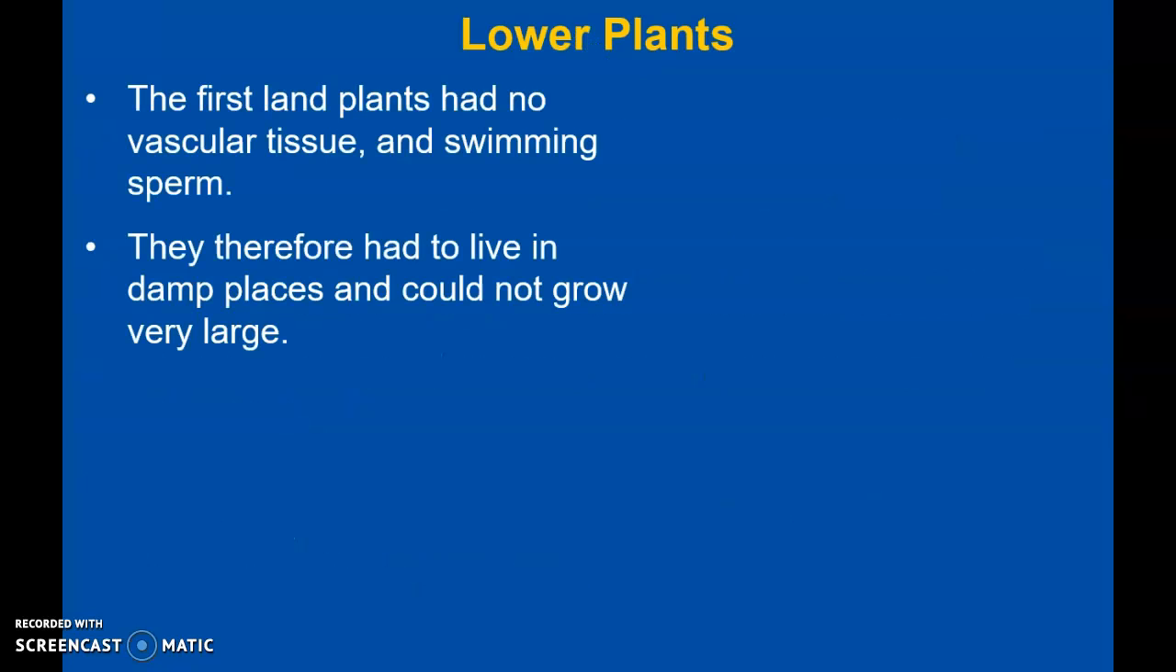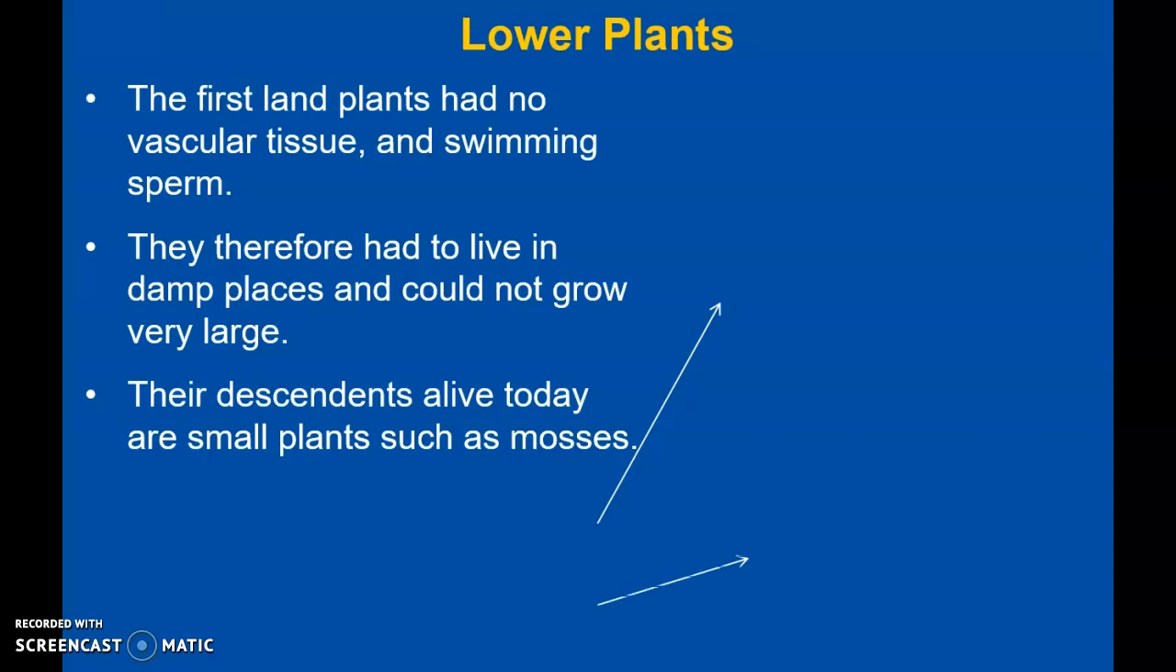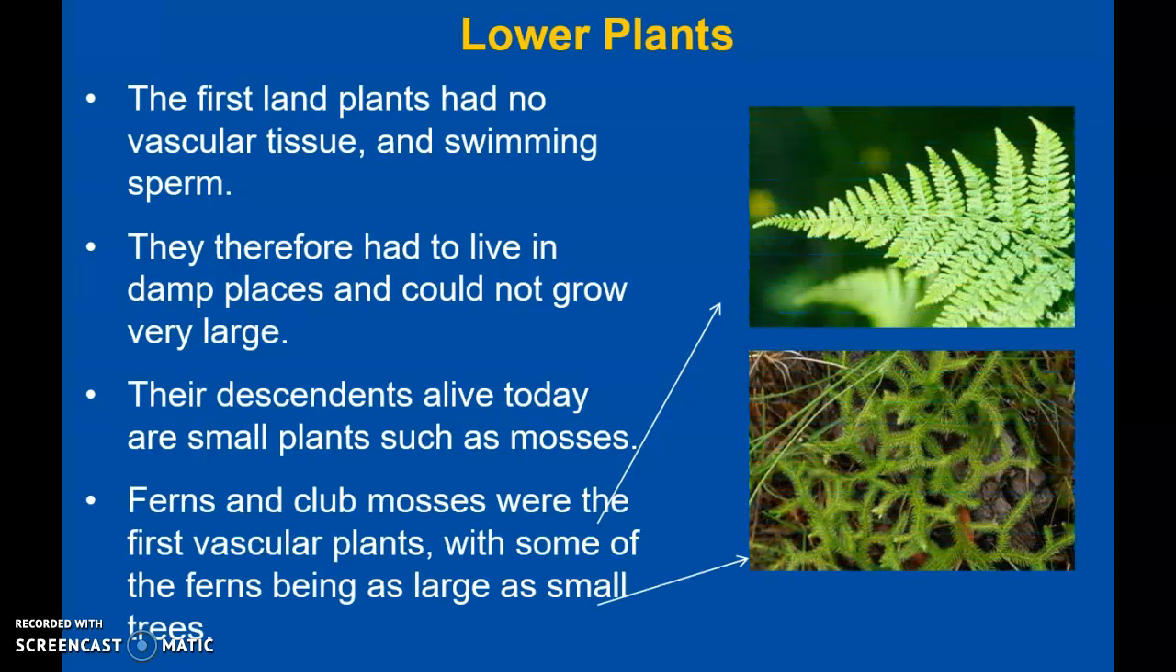Now, the first plants that existed did not have this vascular tubing system. So they were not able to get their nutrients and pass it from root to leaves and pass it through the plant. So they had to live in damp places, and they couldn't get very big because they didn't have these systems to transport the nutrients. Their descendants are still alive. They're called mosses. If you've ever seen moss, you know it grows very close to a surface, and normally that surface is very damp. Ferns and club mosses were the first vascular plants, and they varied in size.